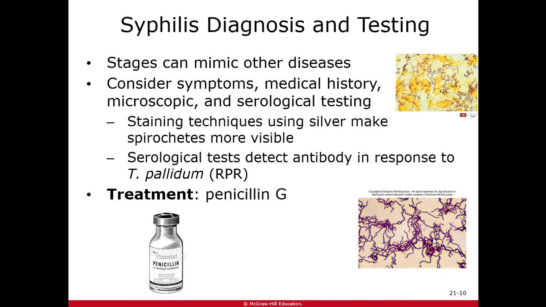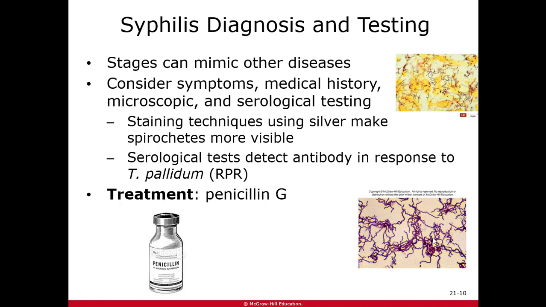Now, diagnosing it: a lot of the stages, that primary stage, the dormancy or latency stage, and even the secondary stage can mimic a lot of other diseases. There's a lot of things that can cause rashes. There's a lot of things that can cause canker sores. So this is when you have to go based on all the symptoms and the patient's medical history. Then they start looking at doing microscopic testing. They can do serological testing. They can do antibody tests.